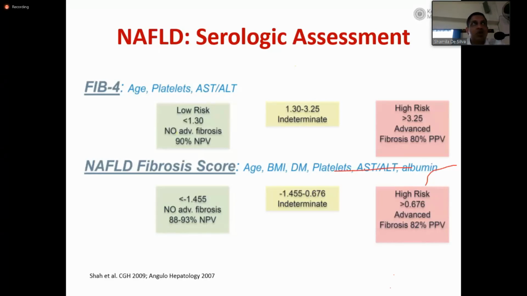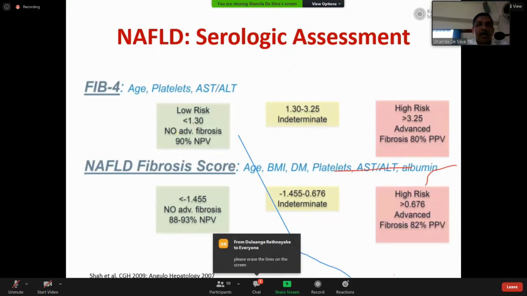Whereas if the FIB4 score is more than 3.25, there is 80% positive predictive value, and that signifies that there is advanced liver fibrosis. That rules in significant liver fibrosis in these patients. An in-between value is indeterminate, and we will need additional testing. Similarly, for the NAFL fibrosis score, the cutoff to rule out is less than minus 1.455, and to rule in, the value is more than 0.676.